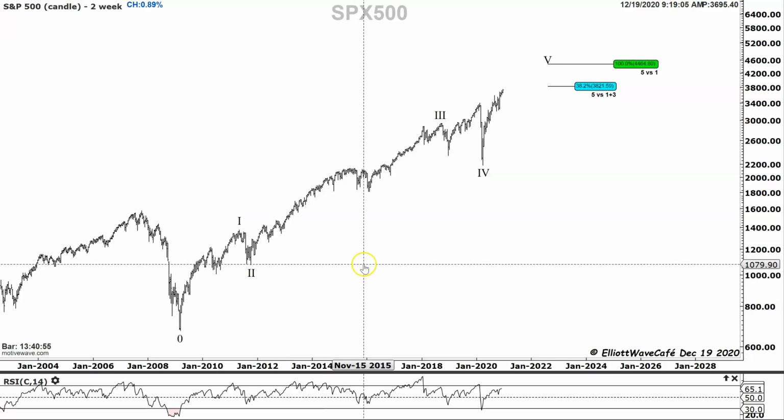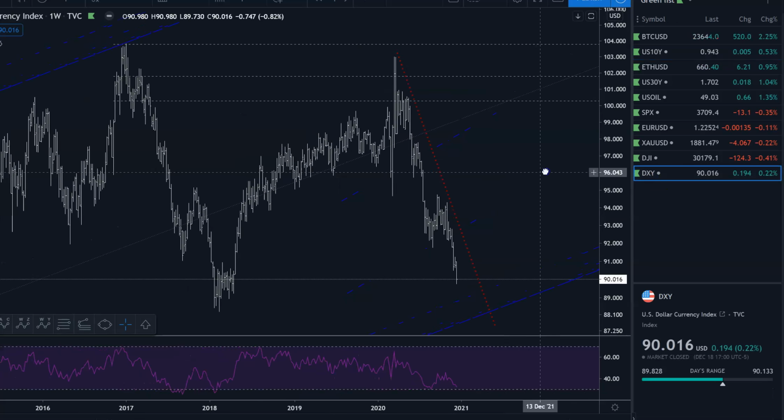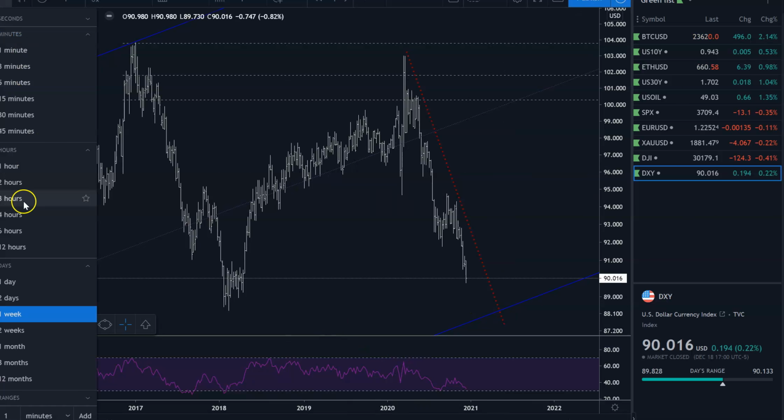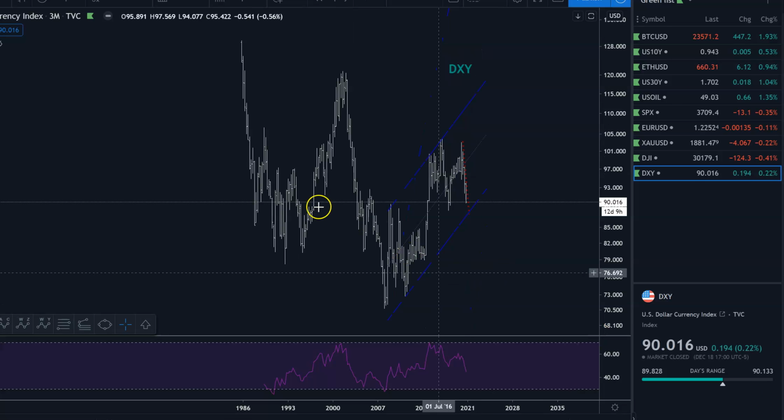So let me finish off here with the DXY. I've talked about it in a smaller video I made a few days ago. I think it must have been in our pro room. But let's take a look at it. This is a weekly chart, but let me take you over to a 3-month. And what I have in here is the data going back to the 80s.